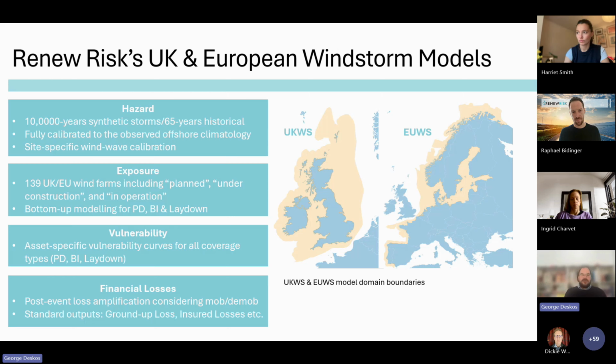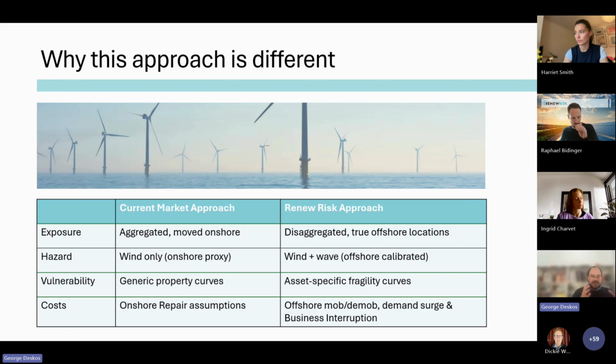And the final thing, which comes to the last piece of a CAT model, the financial losses: we look at post-event loss amplification, for example, by explicitly considering mob-demob. This is what I said, that a $30,000 repair can end up being a $500,000 claim. And obviously, when it comes to financial losses, there's the standard output like ground-up loss, insured loss, etc. You can see that this happens in both models, both the UK and the EU model.